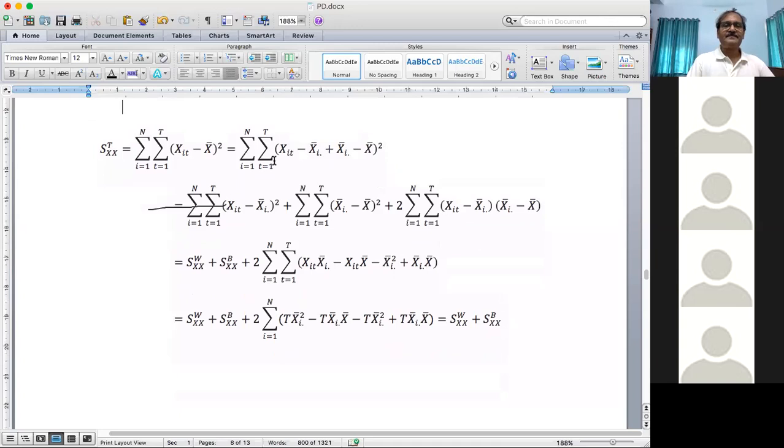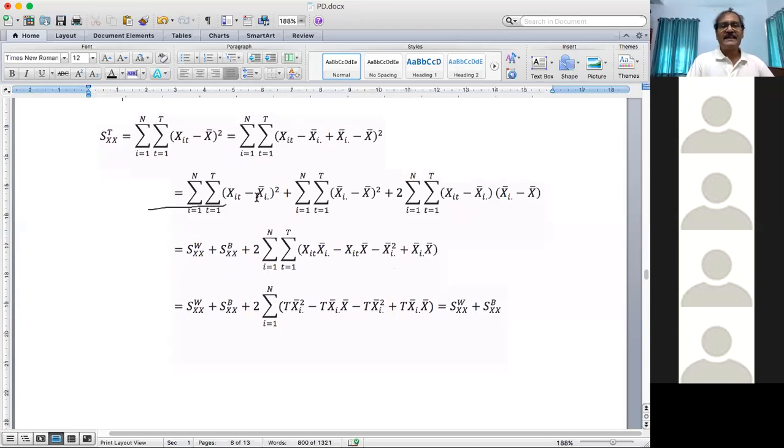Now in this formulation, just take a simple manipulation. That is, how do we get this step? Just by taking minus x bar i dot plus x bar i dot. Okay, so we have introduced minus x bar i dot plus x bar i dot in this formulation to get this step. Now expand this whole square by taking this xit minus x bar i dot as A, x bar i dot minus x bar as B. So it will be A plus B whole square. So if we expand this whole square part, this is A square plus B square plus twice AB component.